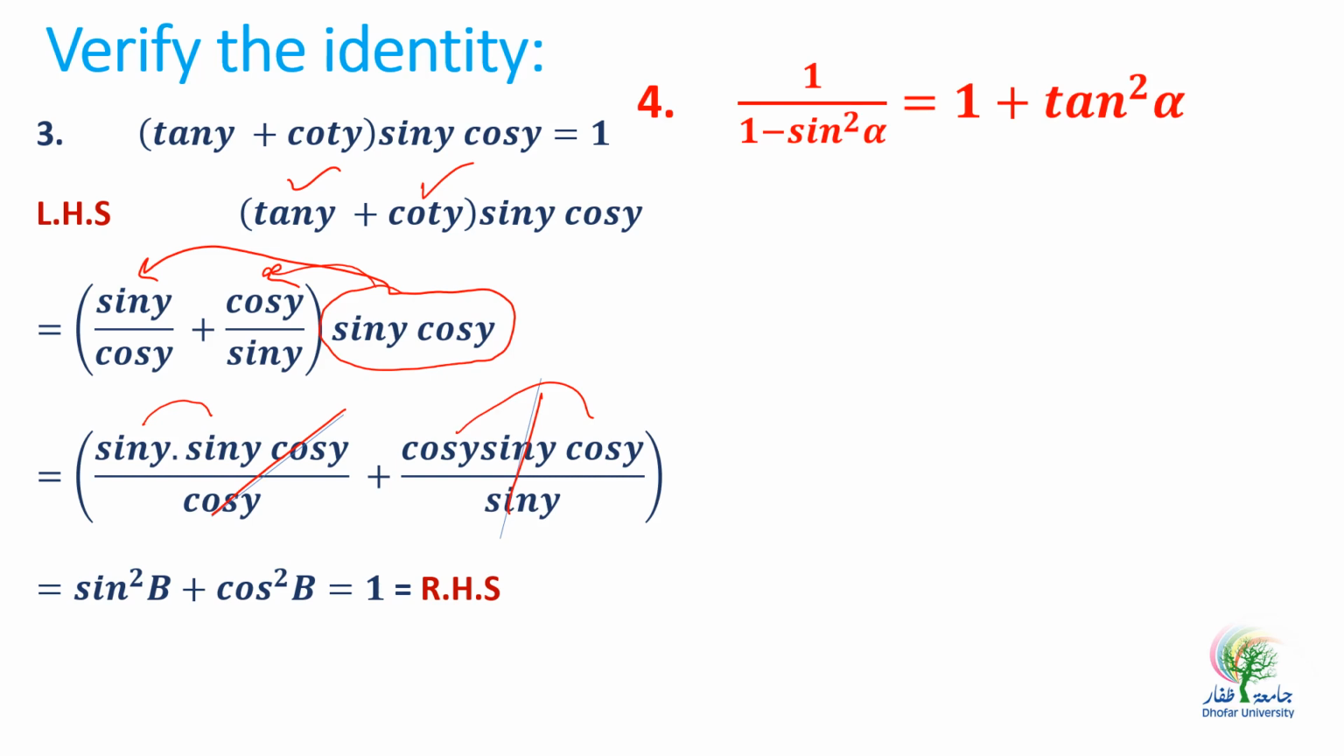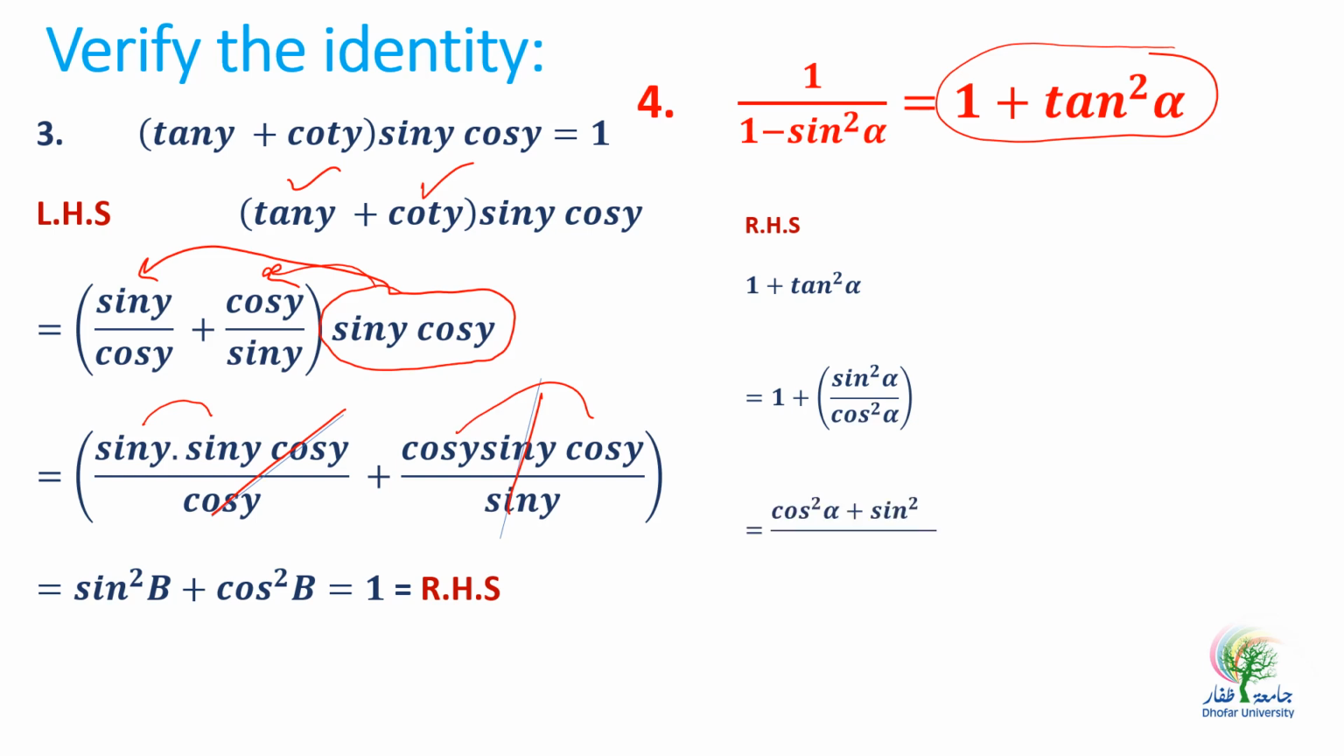Another question, 1 by 1 minus sin square alpha equal 1 plus tan square alpha. Here I will choose the right hand side. This is up to us, from which side we can prove. We can choose left hand side, we can choose right hand side. This question is easy to prove from the right hand side, so I'll take the right hand side, 1 plus tan square alpha. Tan square alpha is sin square alpha by cosine square alpha, and then keep the denominator the same. So cosine square alpha we replace with 1 minus sin square alpha, which I showed many times.